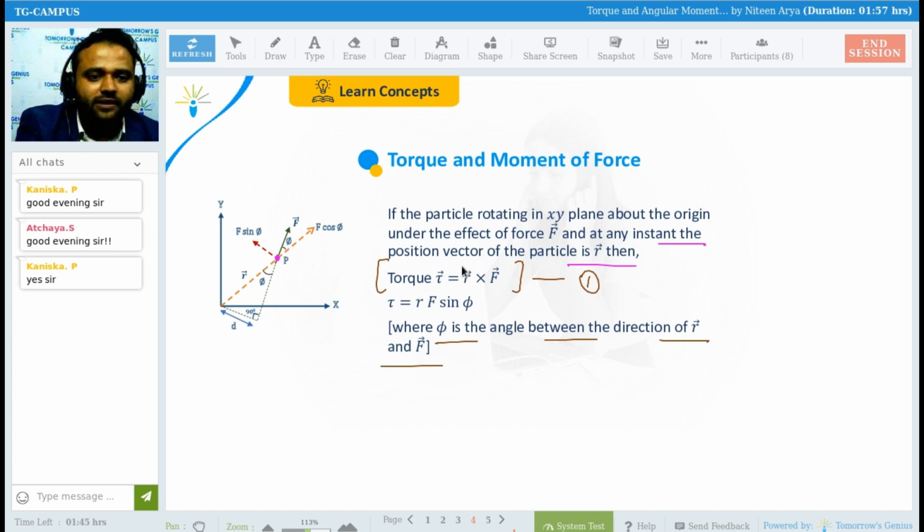As you can see, this is the force applied. This force has two components, F sine theta and F cos theta, and that is the r. Clear? So the component of force which is perpendicular to the displacement vector, in that perpendicular direction we can get the direction of the torque. Is this clear everyone?